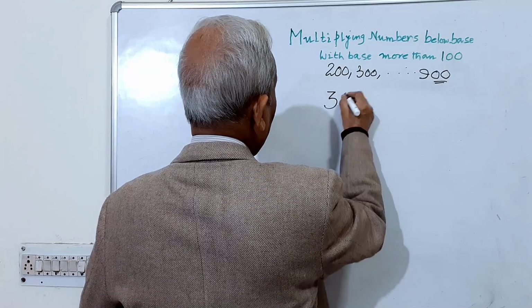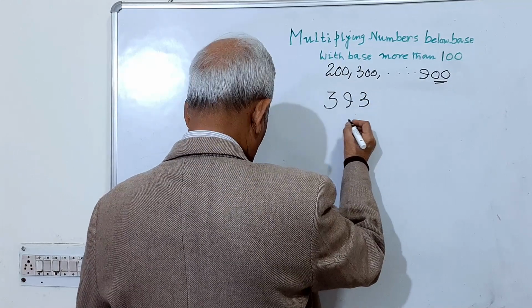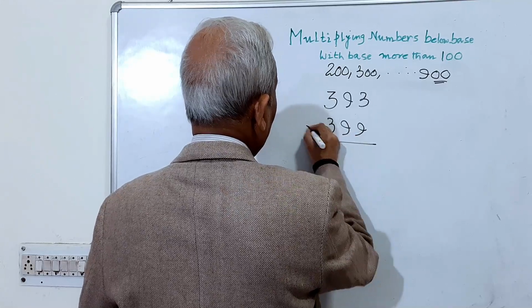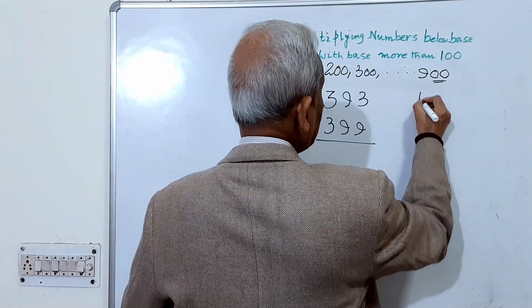393 with 399. Multiply. Here the base is 400.